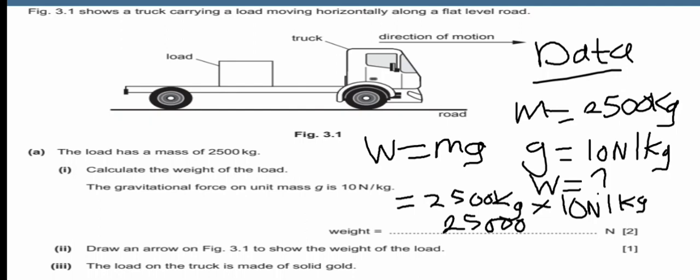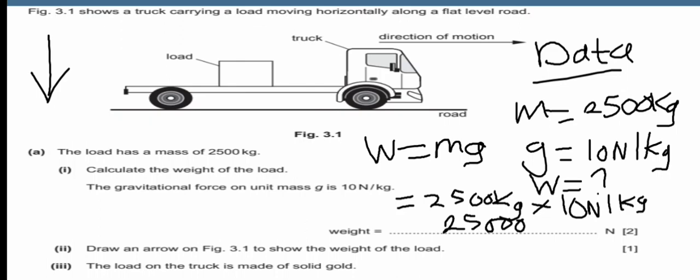Then apart from that one, we have also Roman numeral number 2, which is saying, draw an arrow on figure 3.1 to show the weight of the load. So knowing that, by definition, weight is just the action due to gravity that acts on an object. Now usually the gravity acts downward. It acts downward on an object. So when you throw something up, it always comes down, meaning the action due to gravity acts downward.